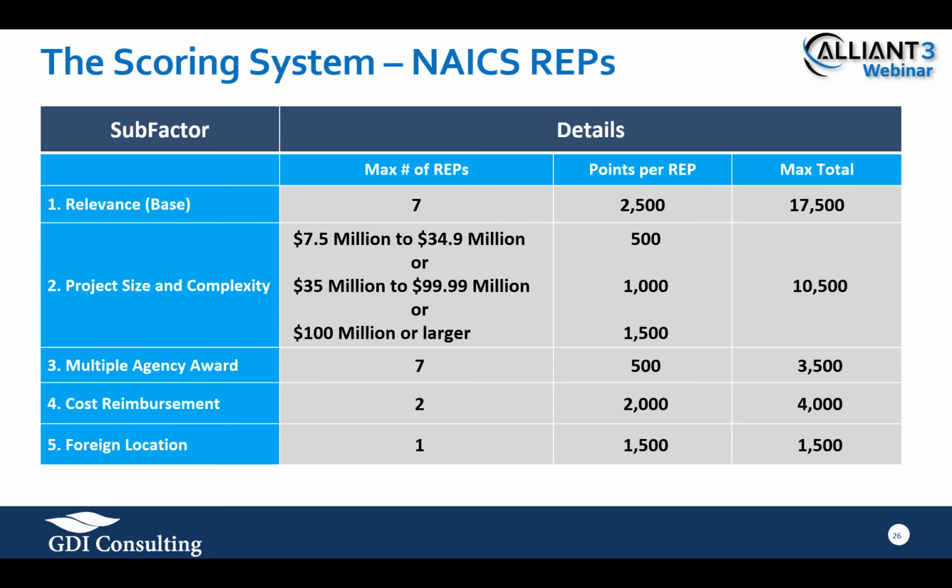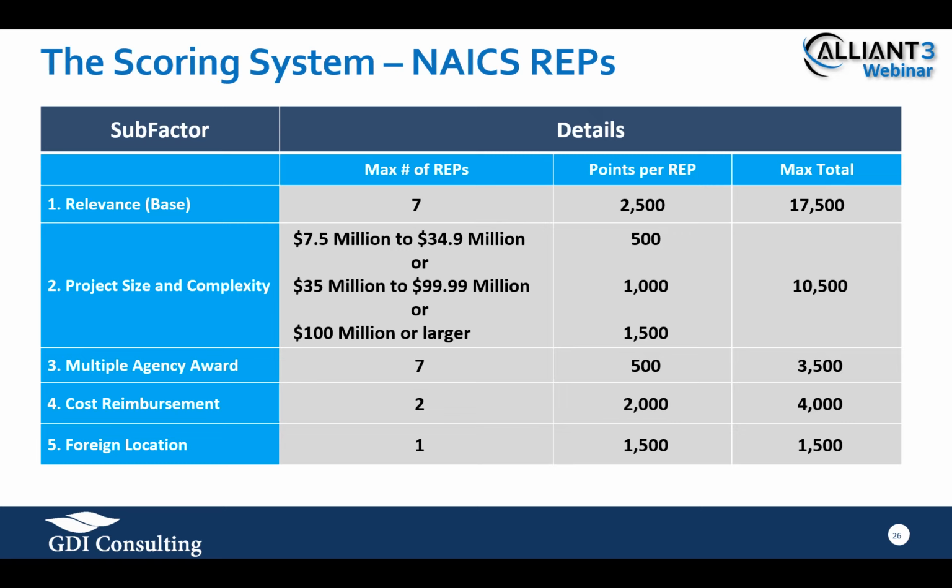For example, if the contract is between 7.5 million and 34.9, in other words, less than 35, you get 500 points. If the value of the contract is 35 million to less than 100 million, you get 1,000 points, and 100 million or larger, you get 1,500. So assuming that you have 7 contracts, that's a total of 10,500. Remember that for all of these, you must use the same 7 contracts. You cannot use different contracts for each of these subfactors. So once you select one contract, you have to consider all these 5 different subfactors.